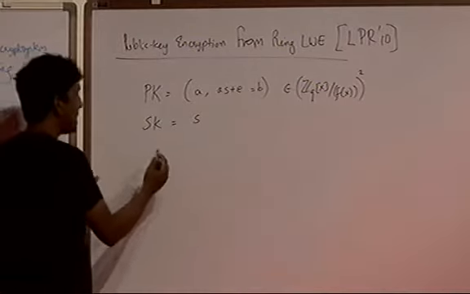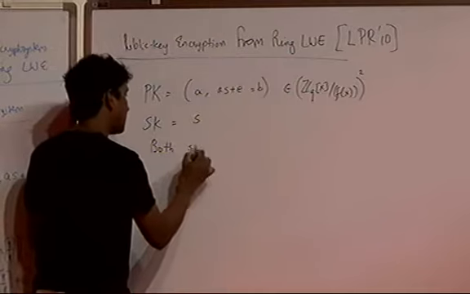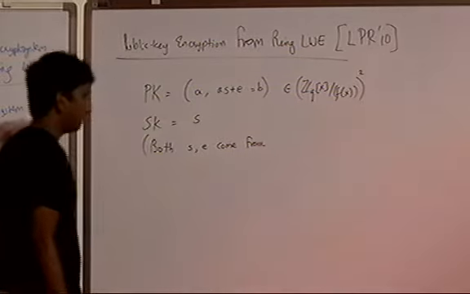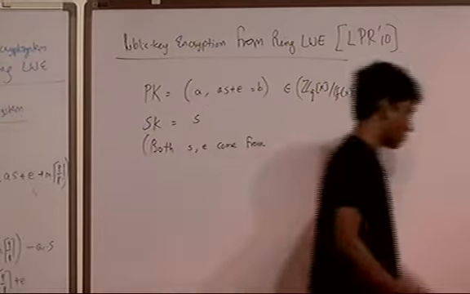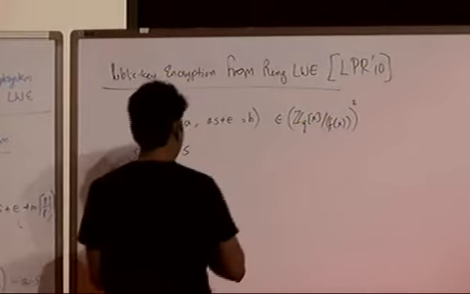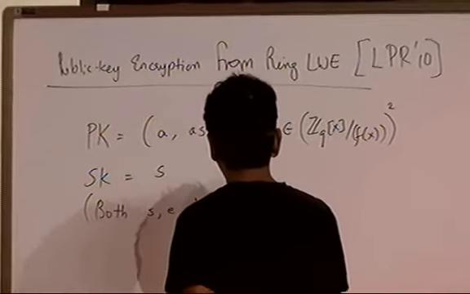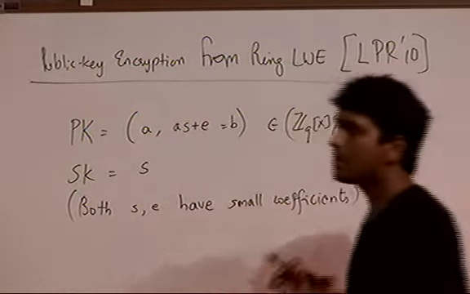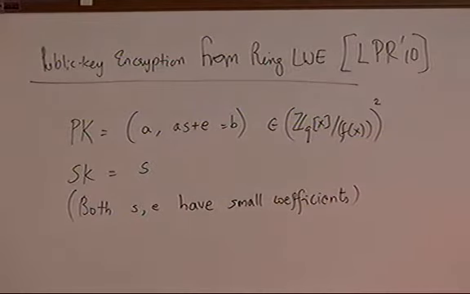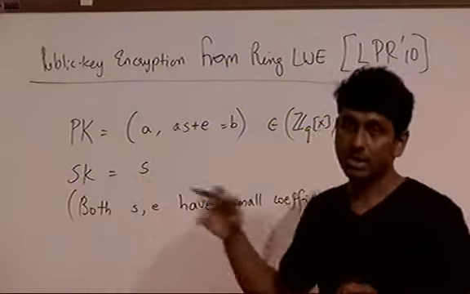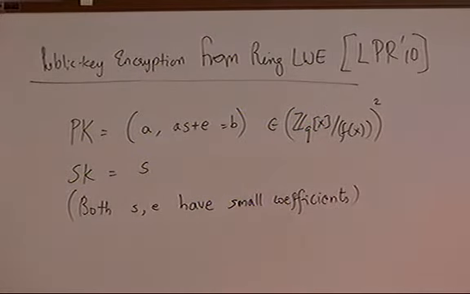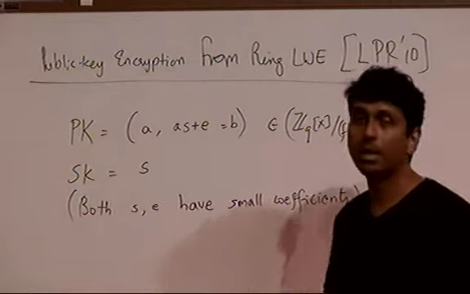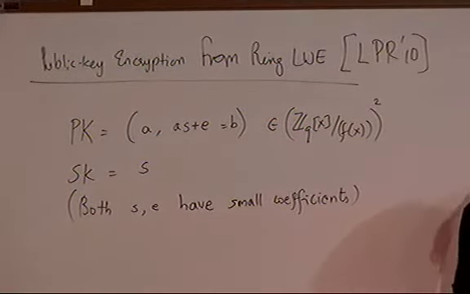What is important here is that both S and E have small coefficients. This is very different from all the encryption schemes that we have seen before, where the secret, either the LWE secret or the ring LWE secret, was random. It's always random. And now I'm saying, to get efficiency, choose S from some distribution with small coefficients.